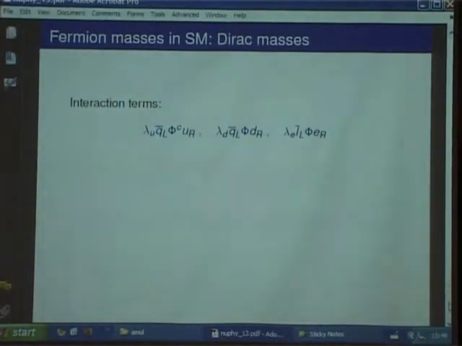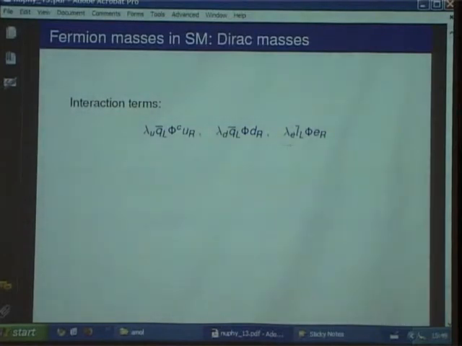So now comes the last part. These were masses for gauge bosons. How do we give masses to fermions? What did we have? We had these terms: QL bar phi C UR, QL bar phi DR, and lambda and LL bar phi ER. Okay. And I just gave them some coefficients, which are numbers.